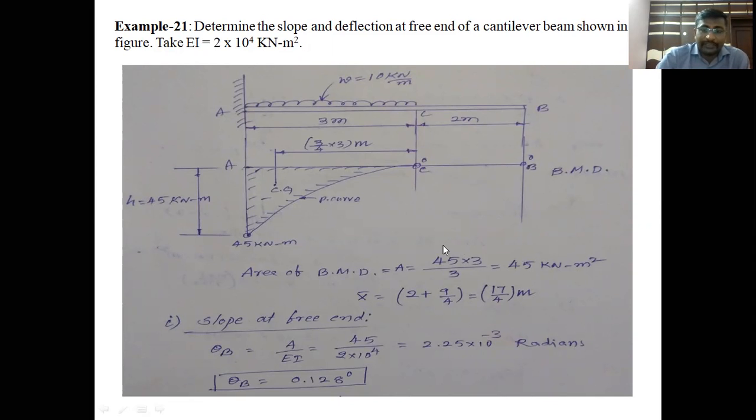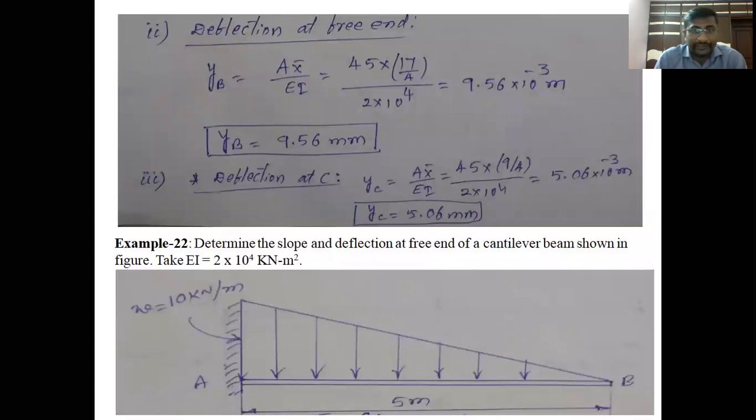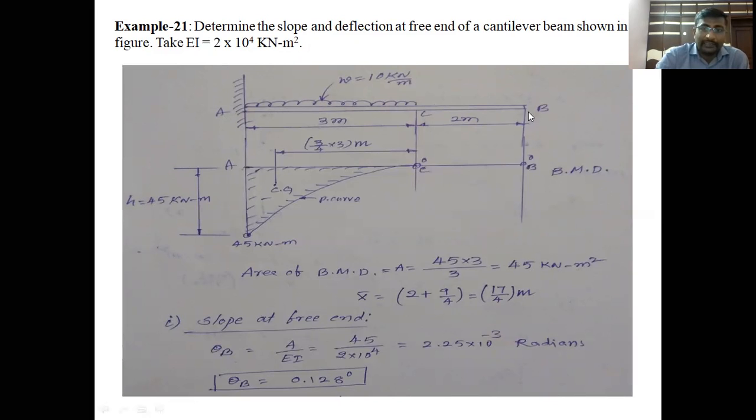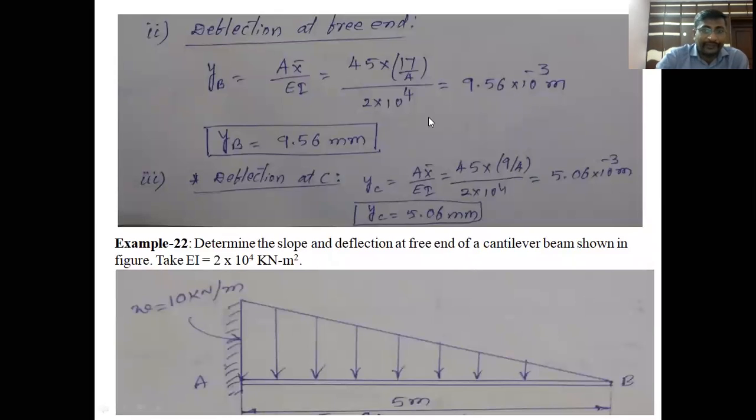Then deflection at point B, deflection at the free end. How to find the deflection at point B? The formula for deflection at point B, YB, is equal to A x bar by EI. Here A means the area of the bending moment diagram between A and B.